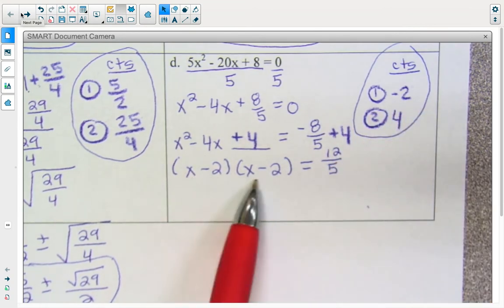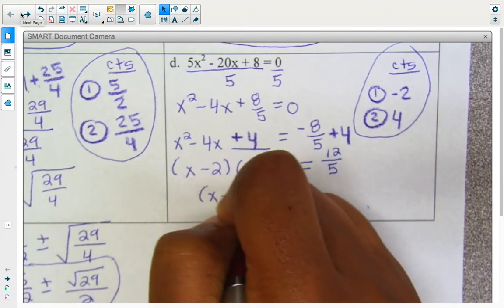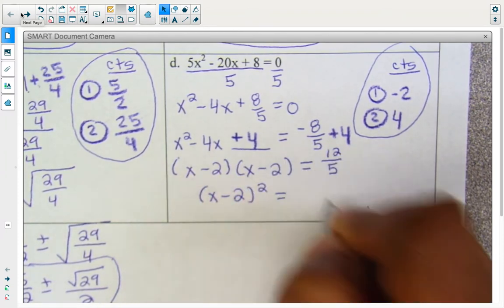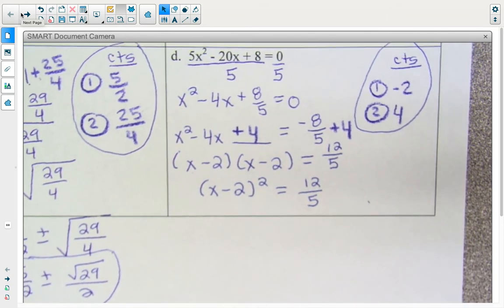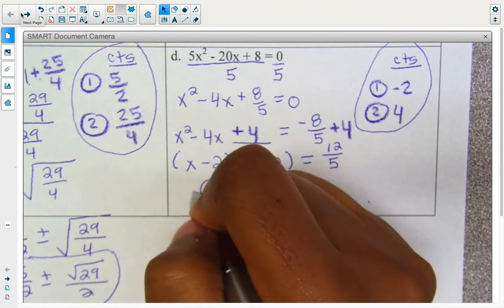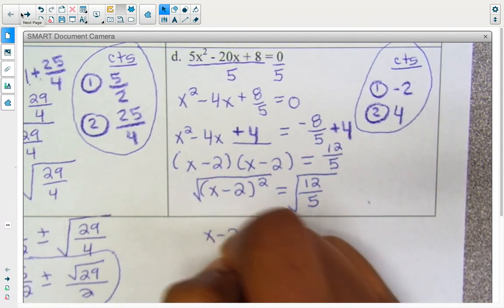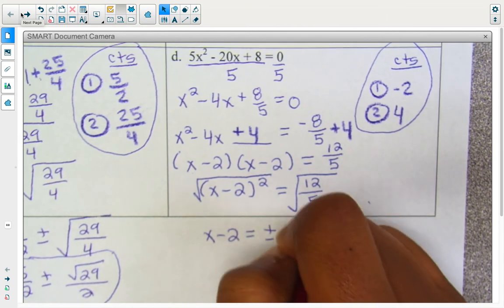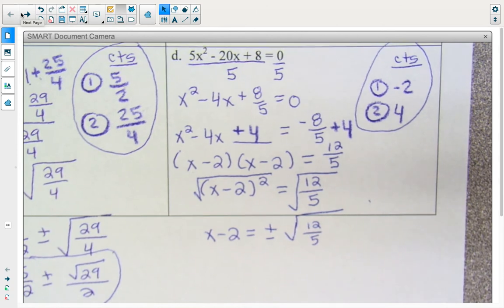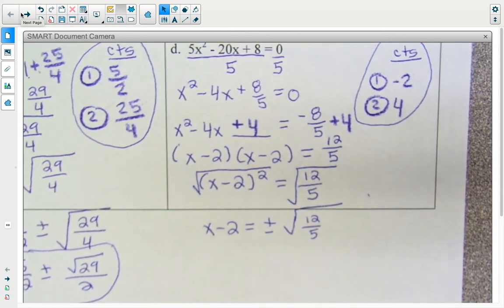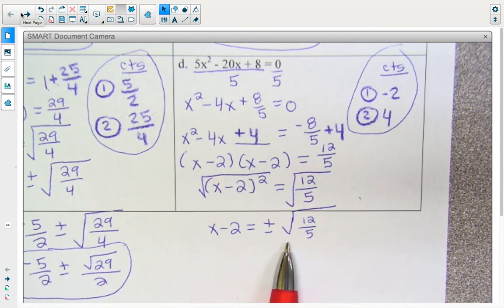All right, shorten this into a binomial squared. So it's going to be x minus 2 squared equals 12/5. The opposite of squaring something is to take the square root. So x minus 2 equals plus or minus the square root of 12/5. And our very last step, we're trying to get x by itself. So this is a minus 2 here. We need to add 2 to both sides.